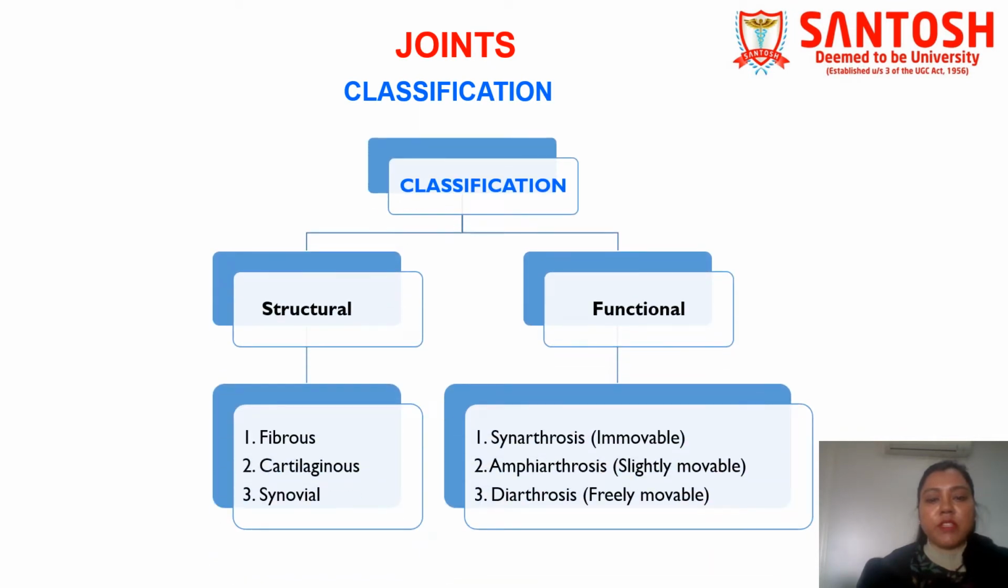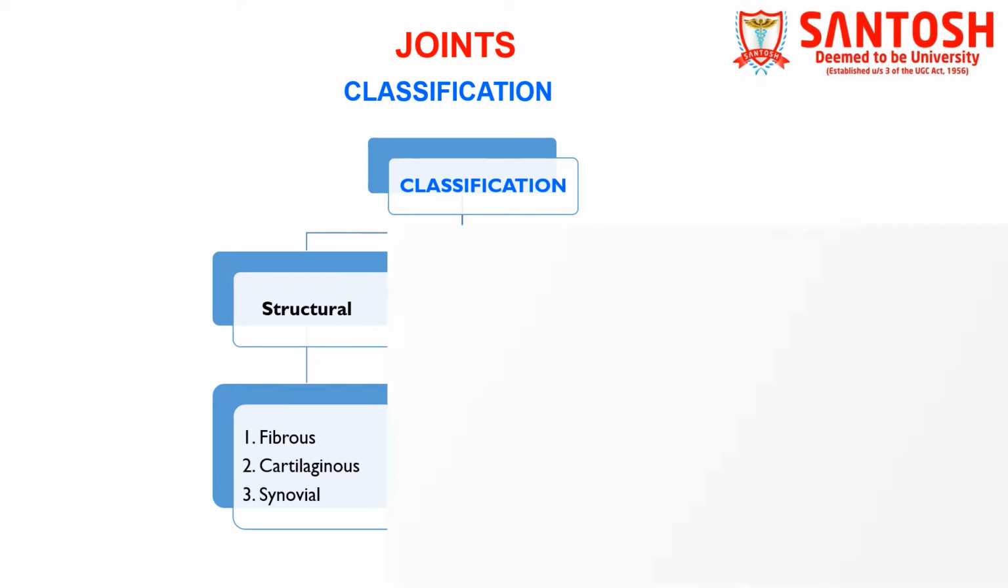They can be structurally classified as fibrous, cartilaginous and synovial, and functionally classified as immovable, slightly movable and freely movable. So fibrous joints are synarthrosis type, cartilaginous are amphiarthrosis, and synovial are diarthrosis type or freely movable.